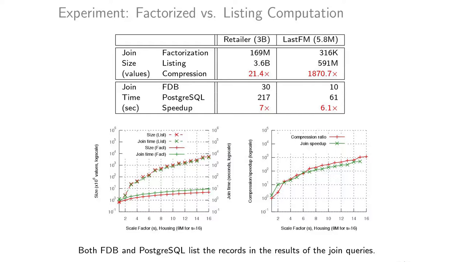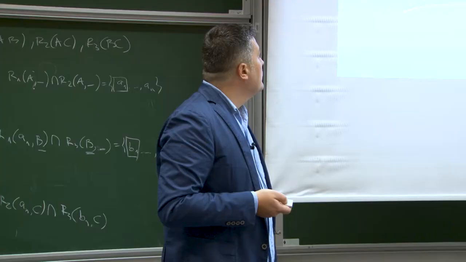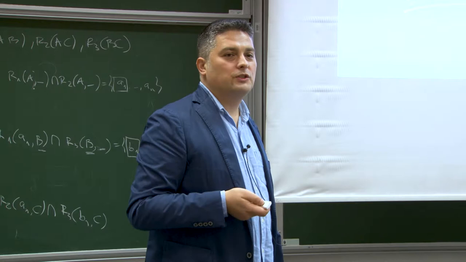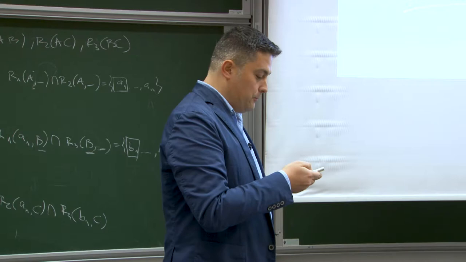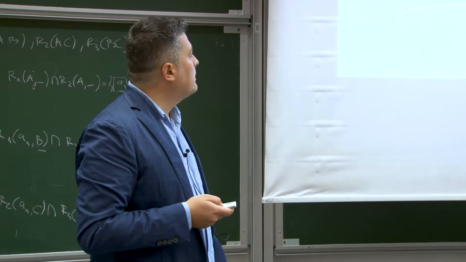If you don't actually list the tuples in the representation, the speedup would be on par with this 21. In fact, even more, we realized in some cases, simply because we can optimize further. But that is in case you want to do afterwards count or sum or other aggregates, and not just list tuples in the representation. Good. So this is a bit to bring back the practical side of it.